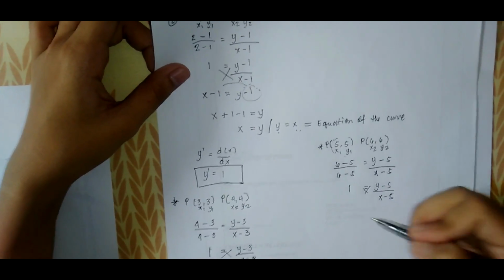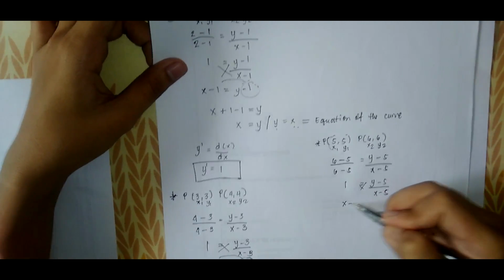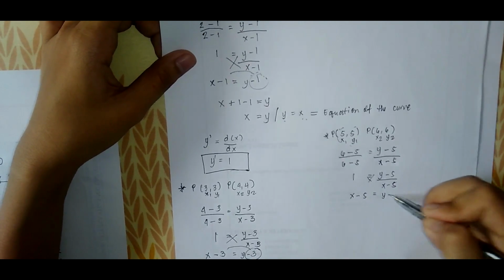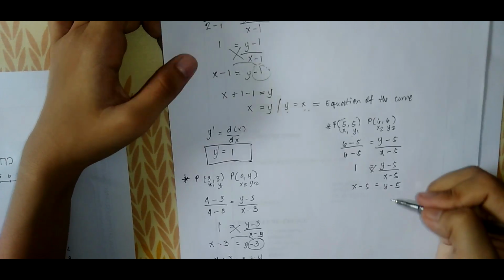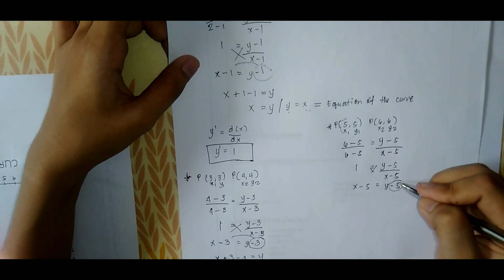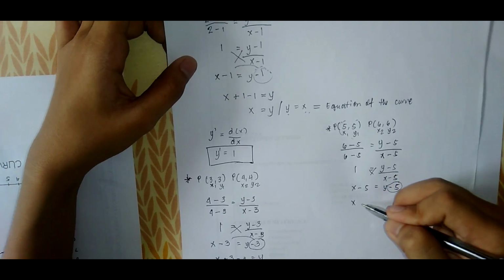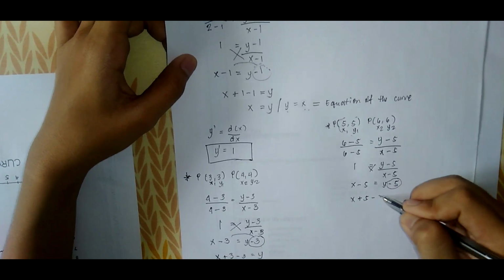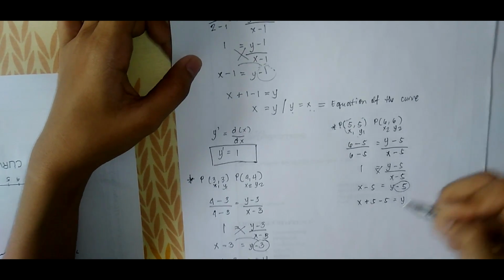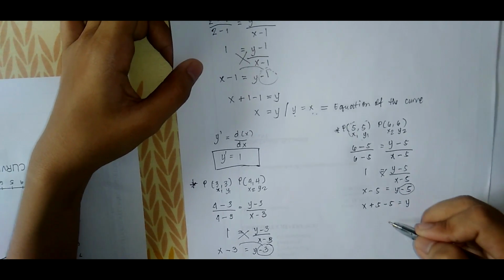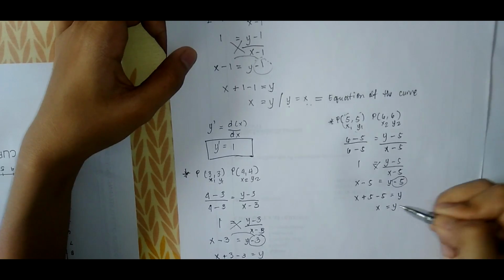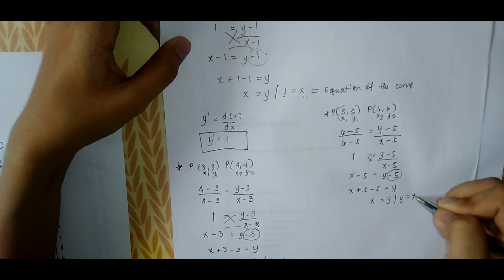Then, solve: 1 is equal to y minus 5 over x minus 5. Then, cross multiply: x minus 5 is equal to y minus 5. Then, transpose the negative 5 to the other side. So, x plus 5 minus 5 is equal to y. Then, solve: x is equal to y, or y is equal to x.